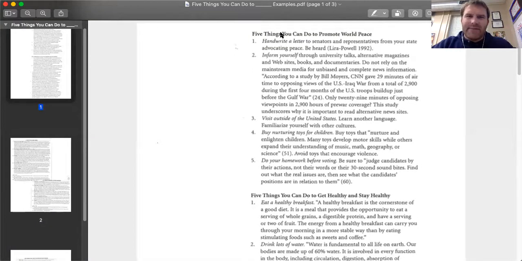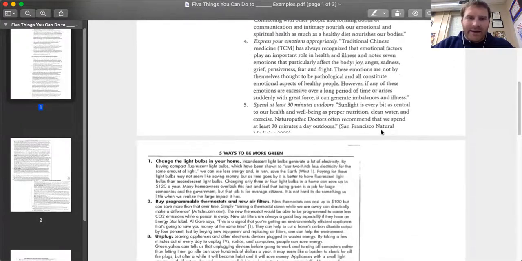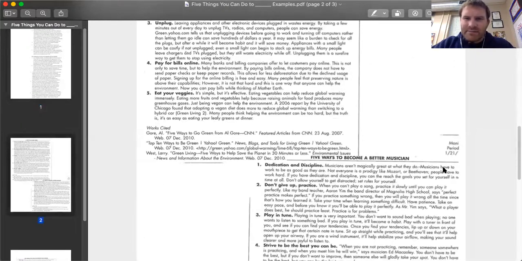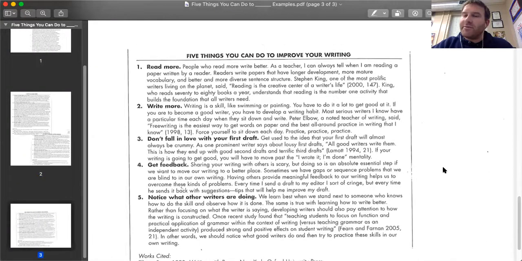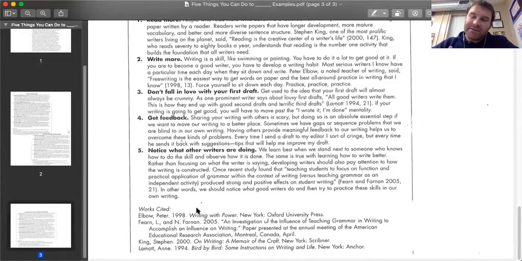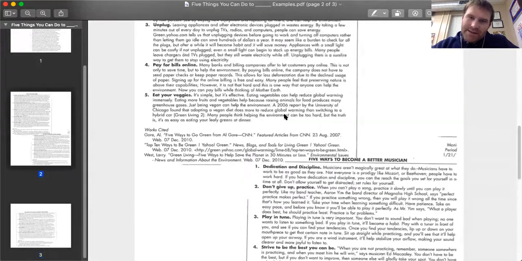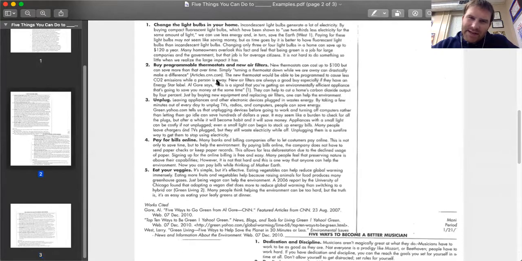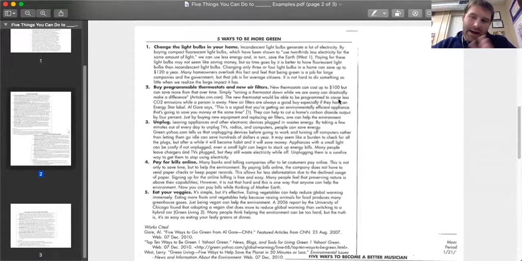So you could look at 5 things you can do to promote world peace, 5 things you can do to get healthy and stay healthy, 5 ways to be more green, 5 ways to become a better musician. We're going to look at 5 things you could do to improve your writing. This is the one we're going to look at. Now note they did cite sources, so if you want to cite sources, you can. This shows you how to do it. Now these are book sources. Up here with these 2, you see online sources being cited and how to go about citing those. So you can use those as an example, but I would read through all of these.